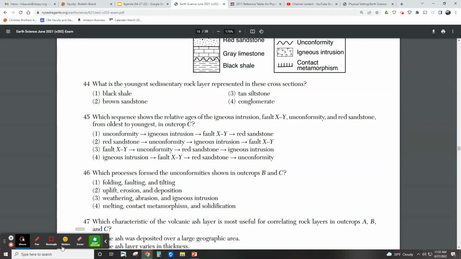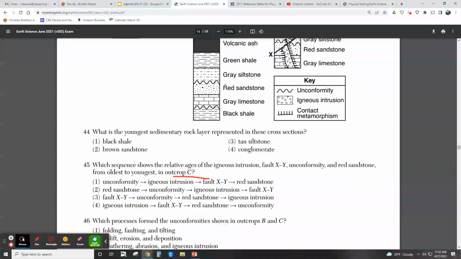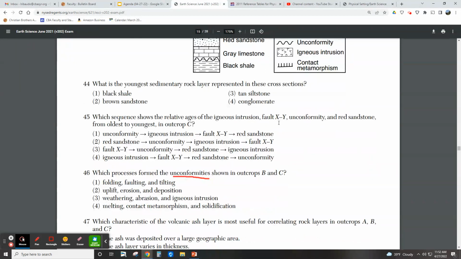Question 46. We have a question that basically asks, how does an unconformity form in these outcrops B and C? And you can see the unconformities in the picture up above. If you look, those are the squiggly lines that are there. They basically just represent a gap in geologic time caused by weathering and erosion.